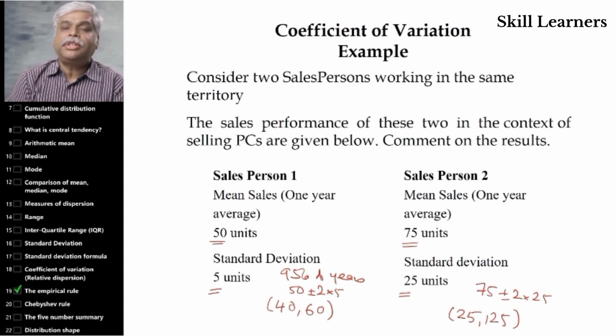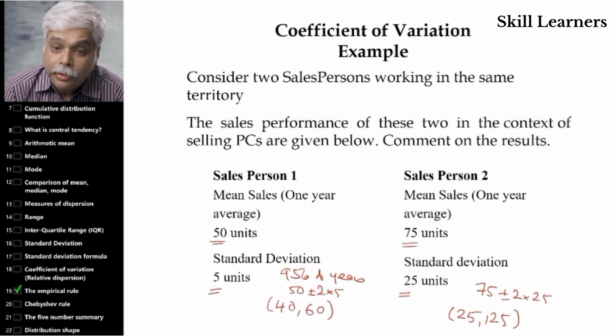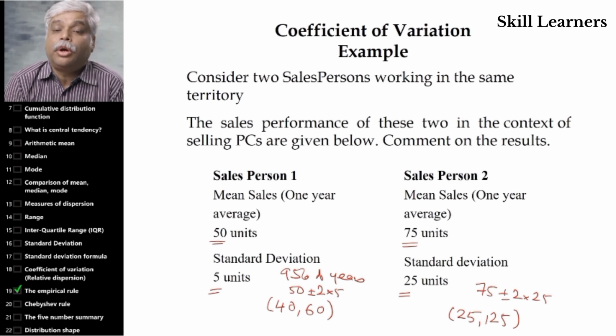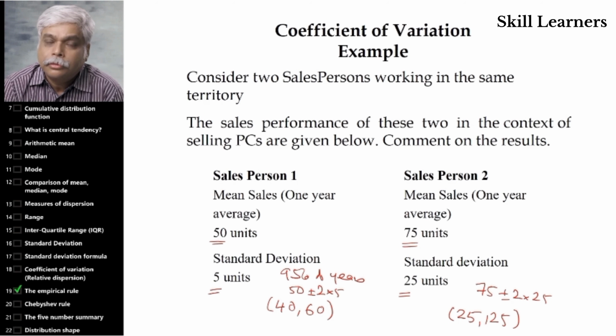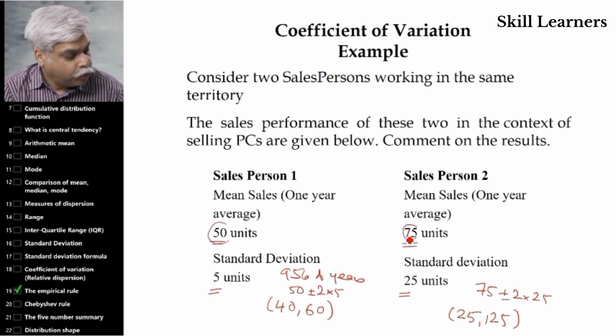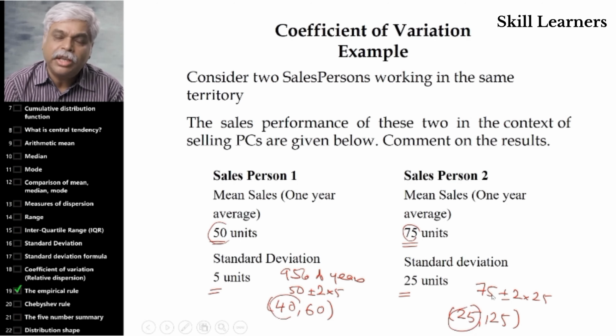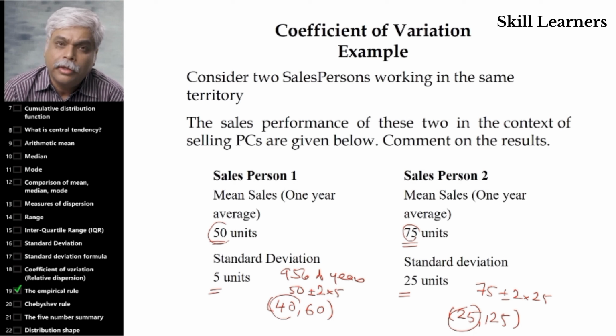So 95% of the time, 19 out of 25 years, 19 out of 20 years, salesperson 2 will give me 25 to 125. More dispersion. So if you want to cover the risk, perhaps instead of looking at 50 and 75, you may want to look at 40 and 25. The worst case scenario in some way. This is what standard deviation allows you to do.